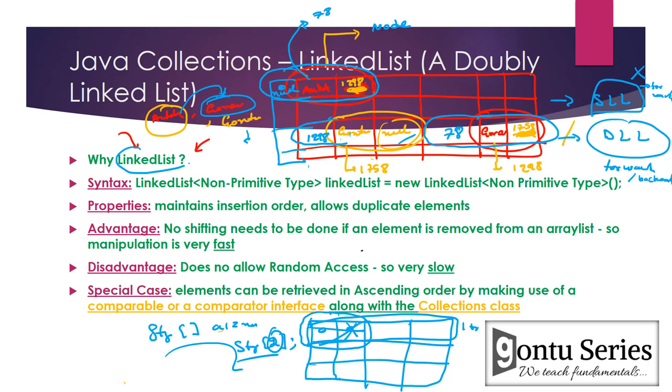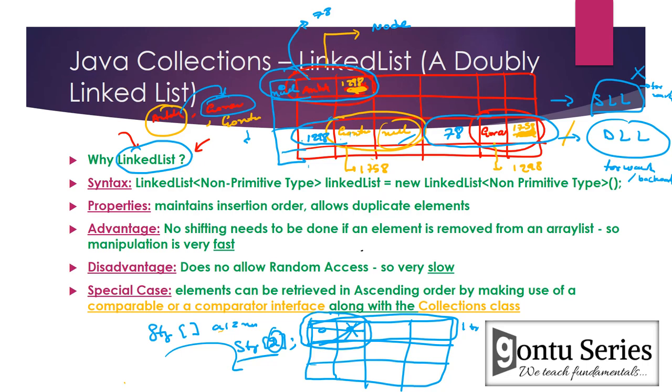Now this linked list, whatever we have in Java collections, basically works on the principle of DLL, doubly linked list. That's why I've written here a doubly linked list. So this element is going to point to the next, this element is going to point to the next, and this element is also going to point to the previous element. So this is how the linked list concept works, and this is basically a DLL. This works on the principle known as doubly linked list.